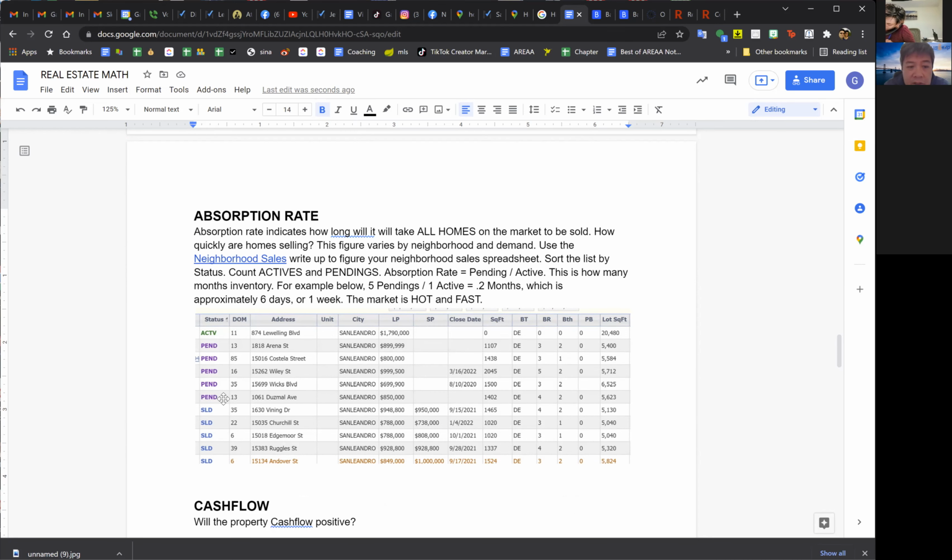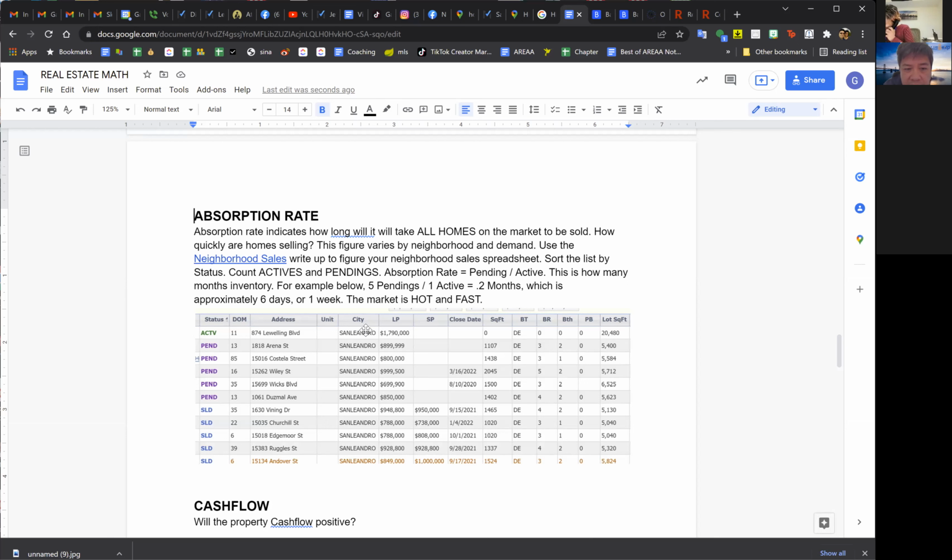Okay. So in this chart, an ideal explanation for absorption rate is actually number sold divided by number active. But in this case, it's too hard to do the solds. I actually prefer to use the number of pendings. This isn't 100% accurate because pendings sometimes don't actually close. But for the purpose of the quick calculation, pendings are fine. So in this 30 days, I say 30 days because contracts take about 30 days to close. And these are indicative of about 30 days of activity. So how many pendings do you have? I have 5 pending. How many actives do I have? I have 1 active.